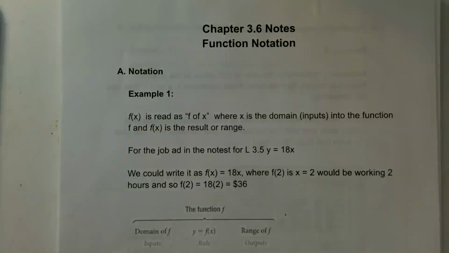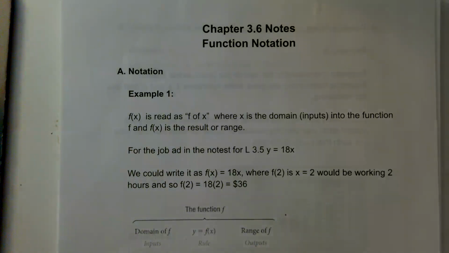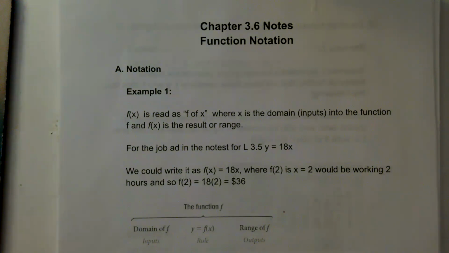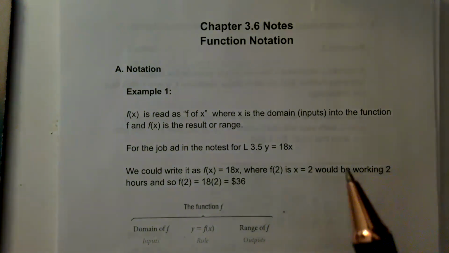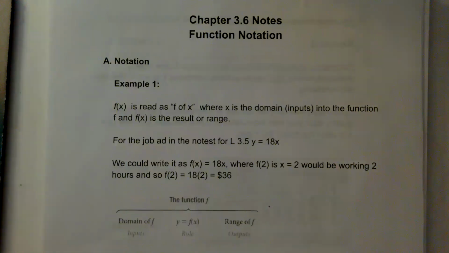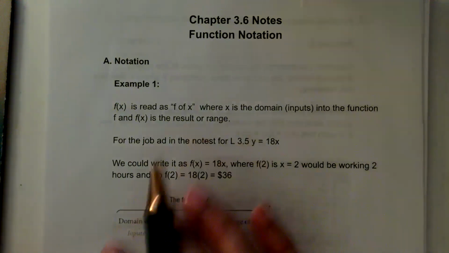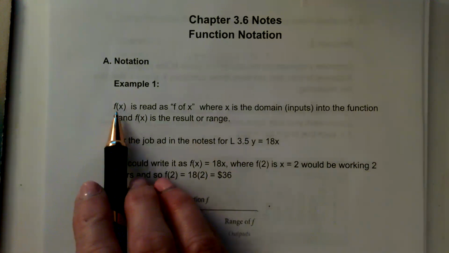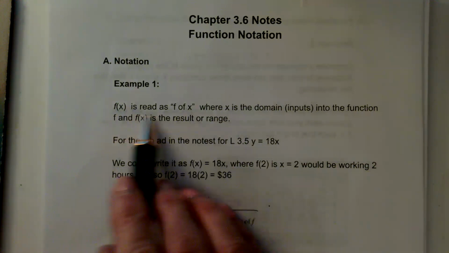In the last lesson, we learned about functions and how we can determine if something is a function using the vertical line test, using tables and such. And I did kind of mention notation, but we're going to focus on the notation of a function in this lesson. So f of x is how we read this.